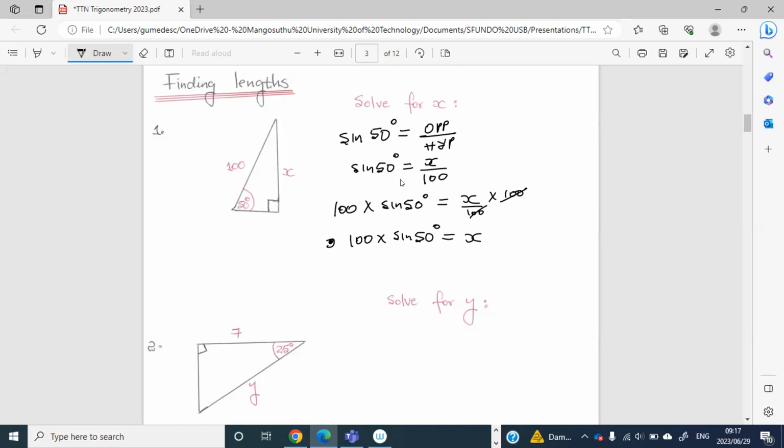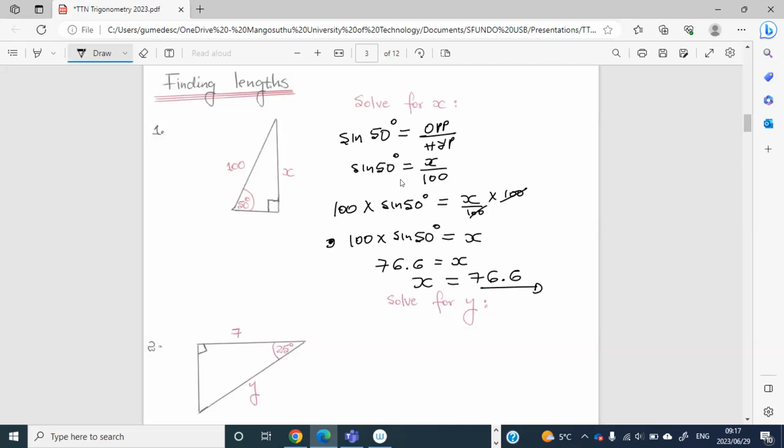So according to my calculator here, it should be 76.6. If you want to start with x and end with this, you can just interchange the positions here. But anyway, it does not matter. Whether you say 76.6 is equal to x, or you say x is equal to 76.6, it does not matter really.